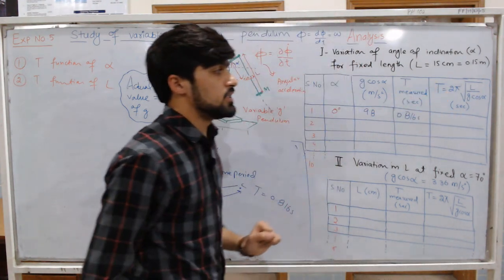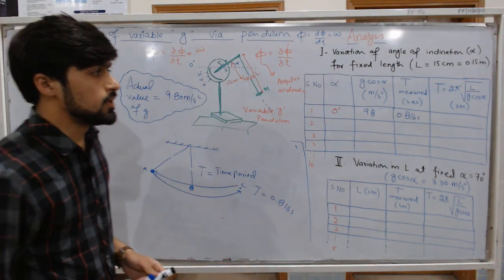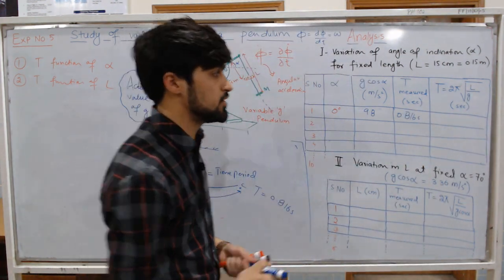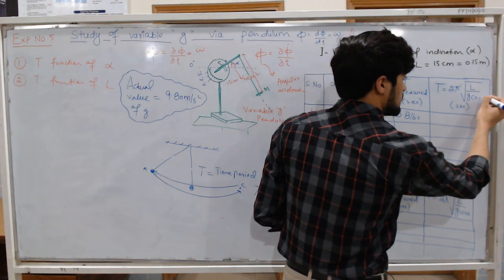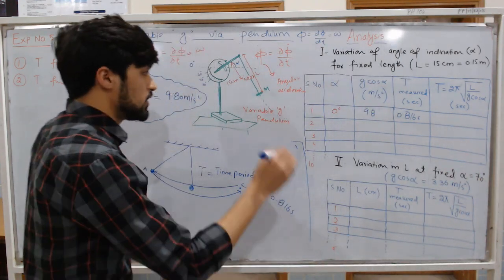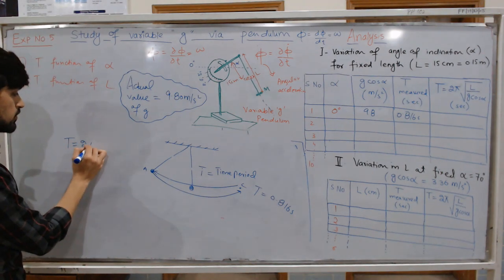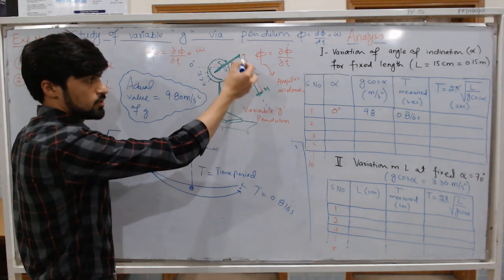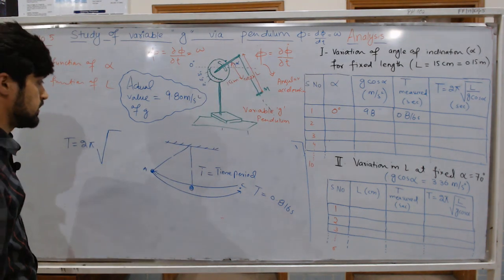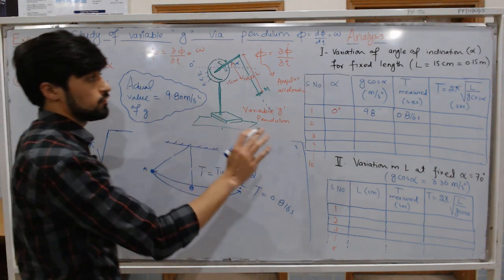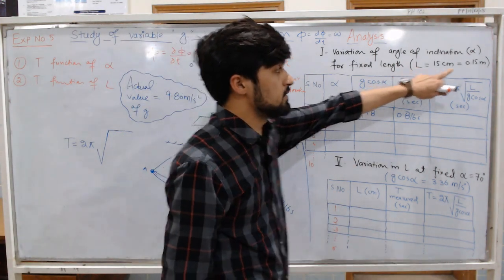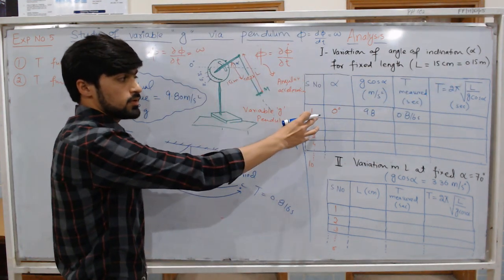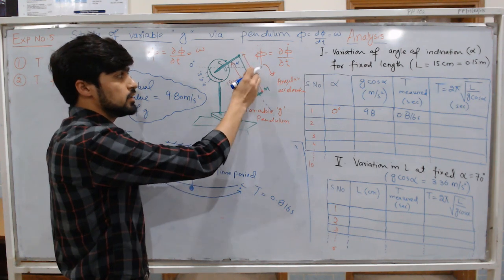And keep in mind, this is for the case when the pendulum is inclined at a certain angle. For the first case, it is simply the simple pendulum, because alpha is 0, the inclination is 0. But for other cases, cos alpha is changing. So T is equal to 2 pi root of L by g cos alpha. L, you can easily measure, the length of this pendulum, using a meter rod or a meter stick. For the first case, the length should be 15 centimeters. So you will fix the length at 15 centimeters before proceeding.